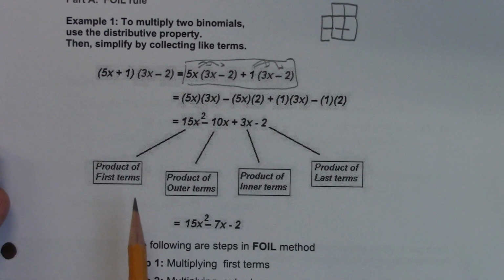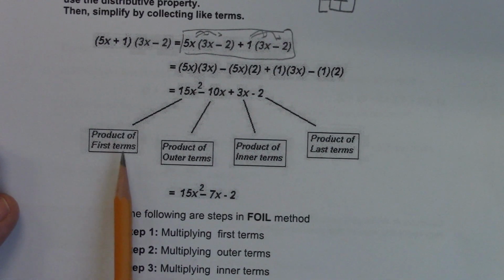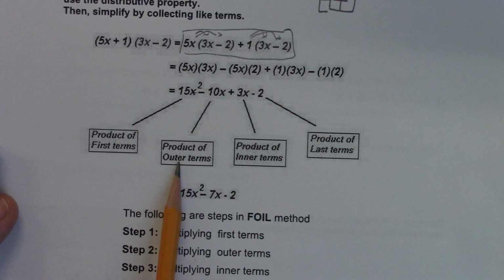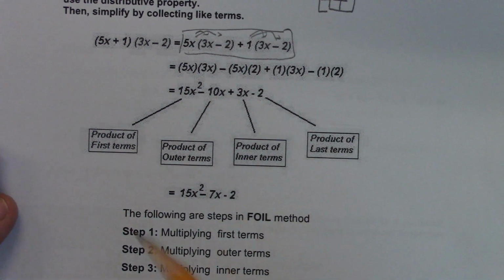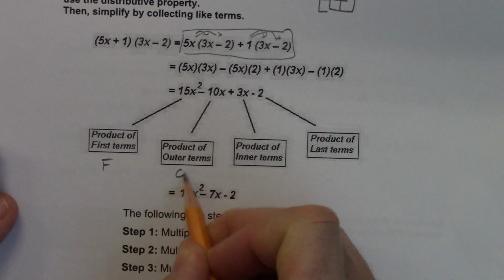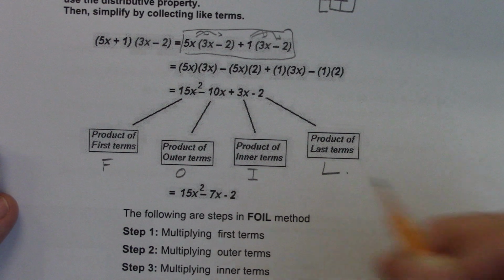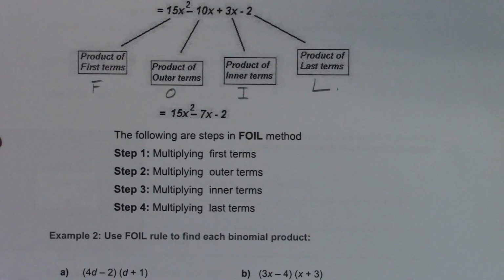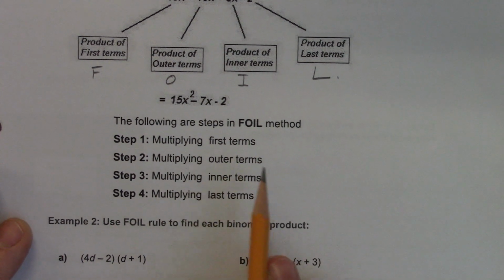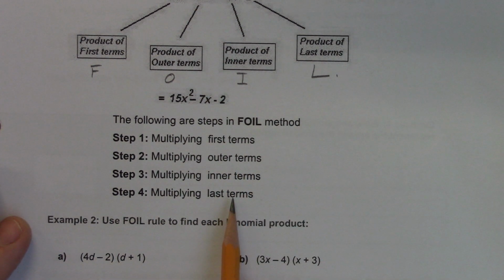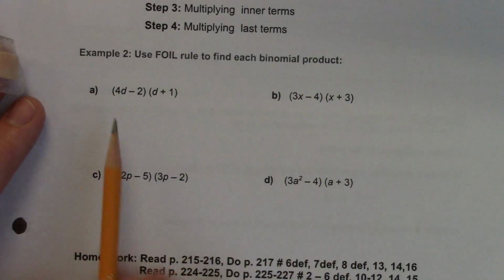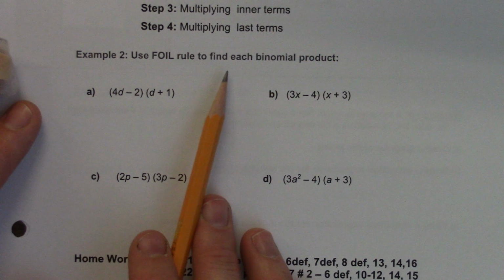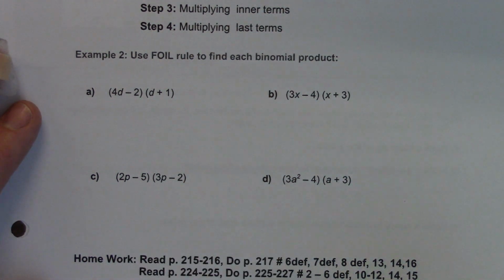Okay, so what we find out then is this is the product of the first terms, this is the product of the outer terms, this is the product of the inner terms, and this is the product of the last terms. So that's how we get FOIL. The following are the steps in the FOIL method: multiply the first terms, the outer terms, the inner terms, and the last terms. They don't call it the outside terms, they call it the outer terms, whatever, same thing. Here we go. Use the FOIL rule to find each polynomial product.